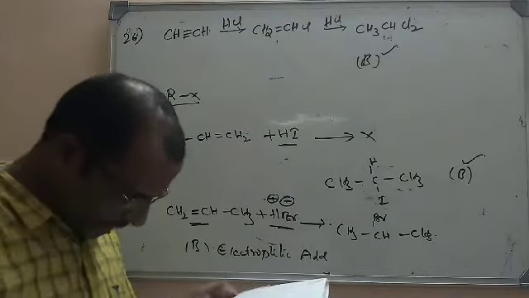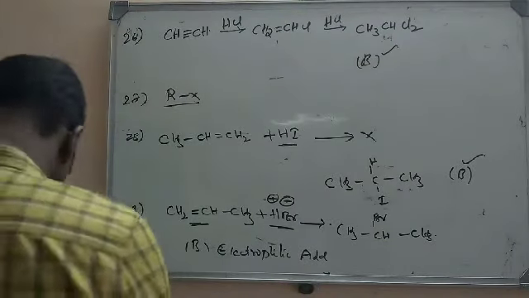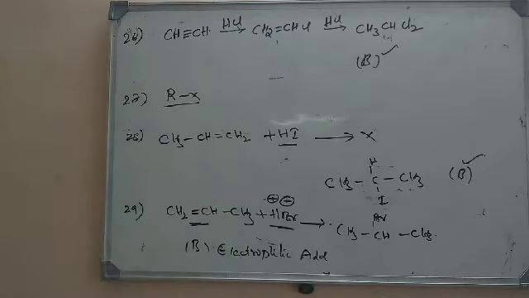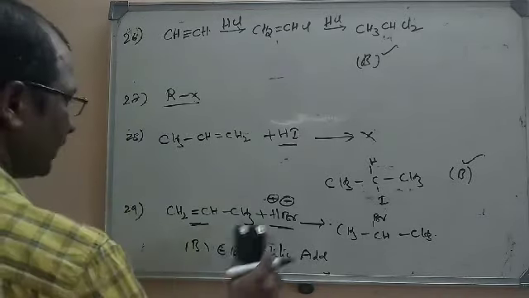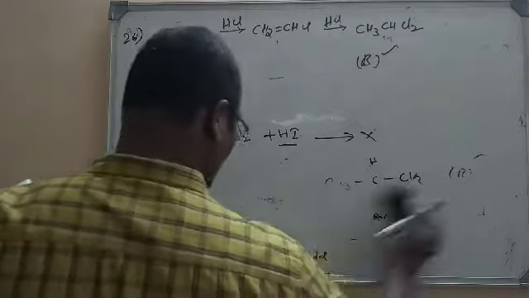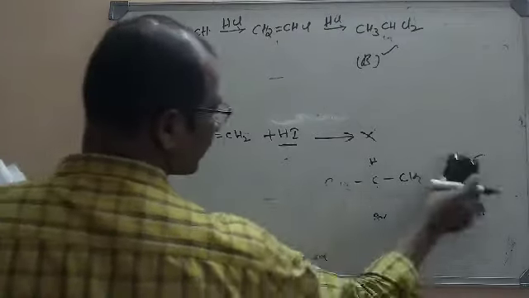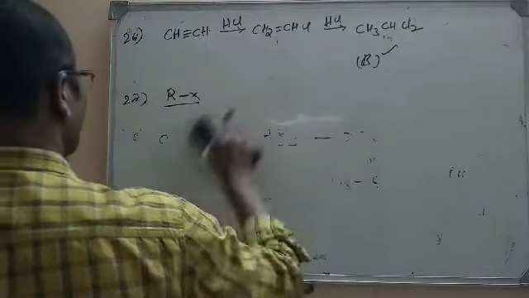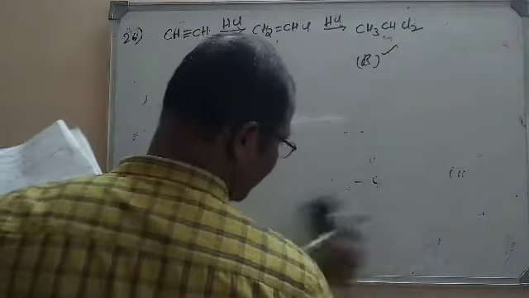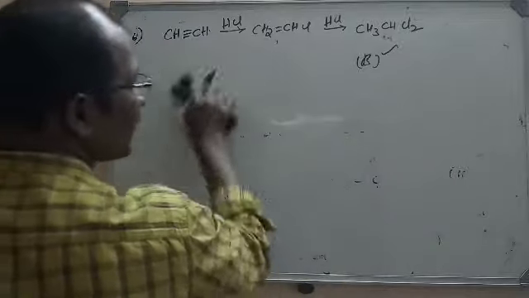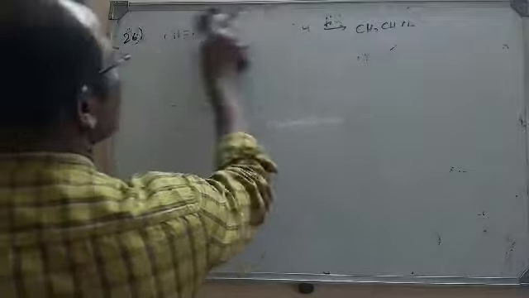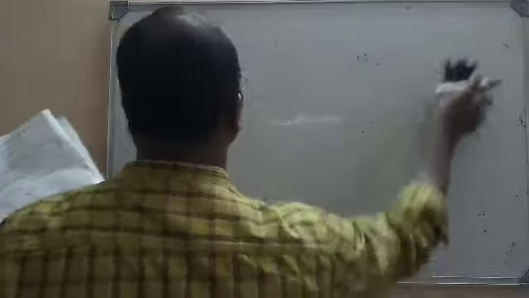So let us move to the next question. We use Markovnikov rule and anti-Markovnikov rule in all double bonded compounds. When electrophilic addition takes place and both are unsymmetrical, we apply the Markovnikov rule. If even one is symmetrical, then there is no need of the Markovnikov rule.